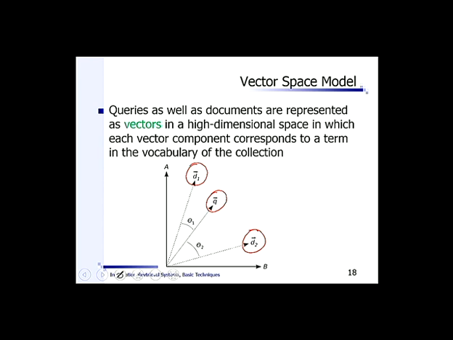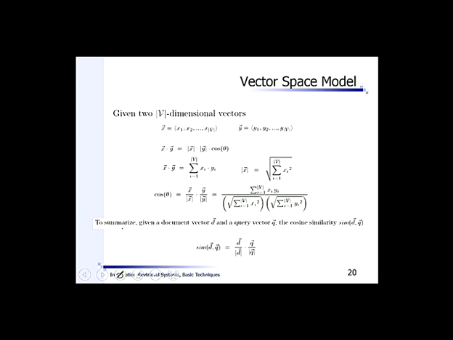Now we measure the angle of the query with document D1 and with document D2, and the one which has a smaller angle is considered to be more relevant to the query. Like in this case, I can see with the naked eye that D1 has a smaller angle, so D1 is more similar to query Q as compared to D2. So the math is very simple for this.